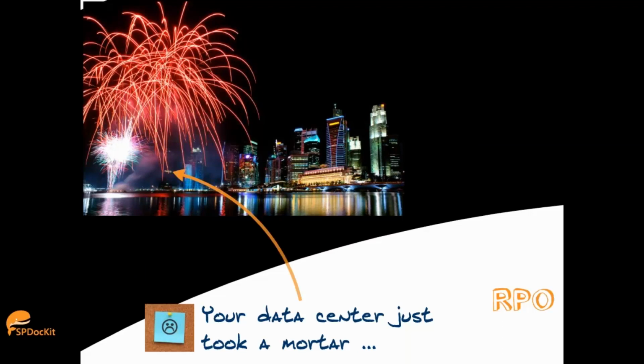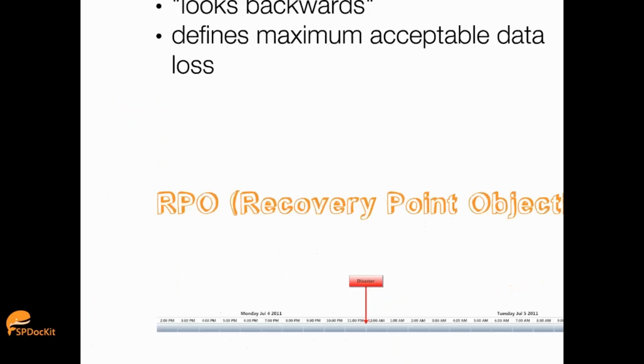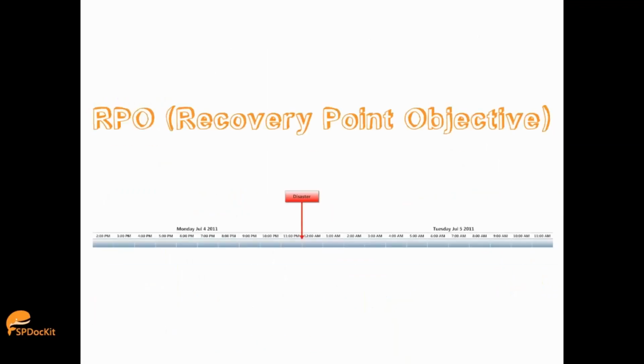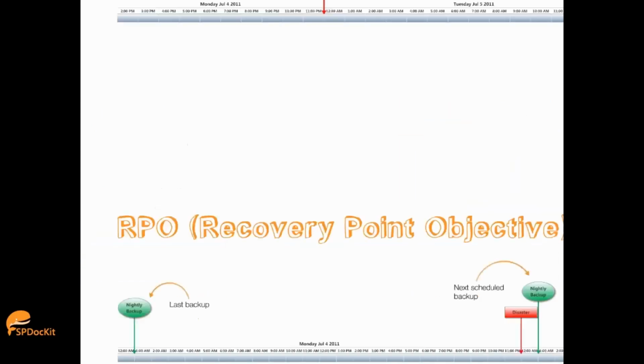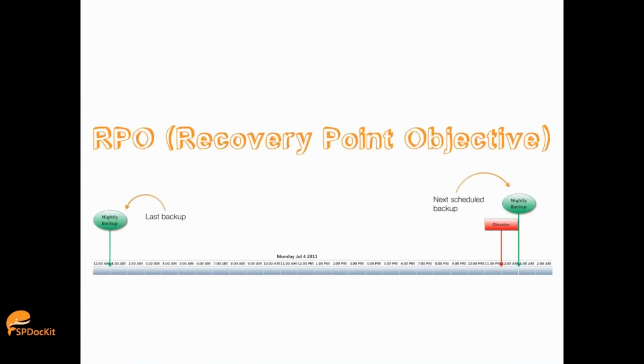You've encountered a disaster. Now, this is our situation for looking at what RPO and RTO mean. So if you're downtown and it's 11 o'clock at night and that mortar goes through the window, you've got, of course, a disaster being declared at roughly 11 o'clock at night on the 4th of July. That's our scenario. So how does RPO factor into this?